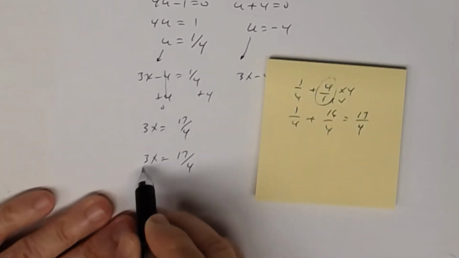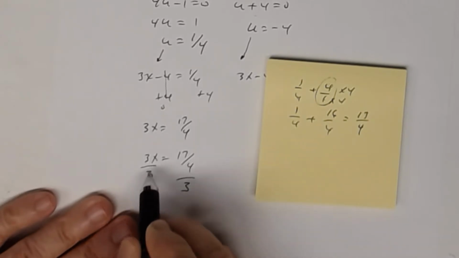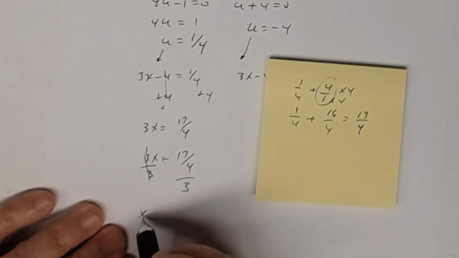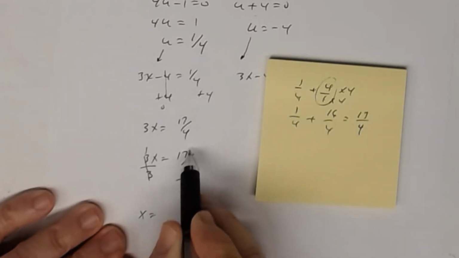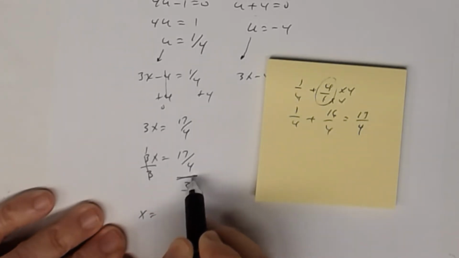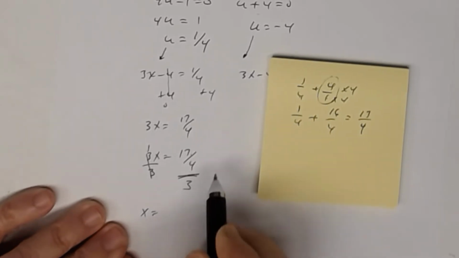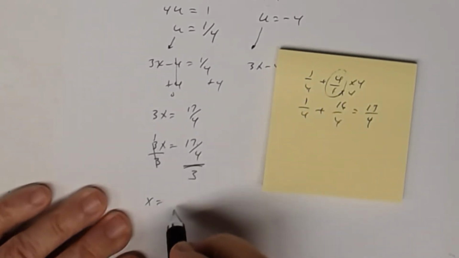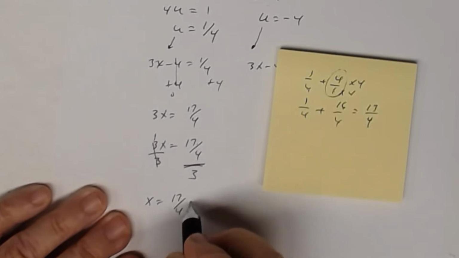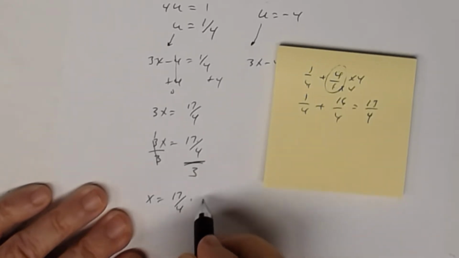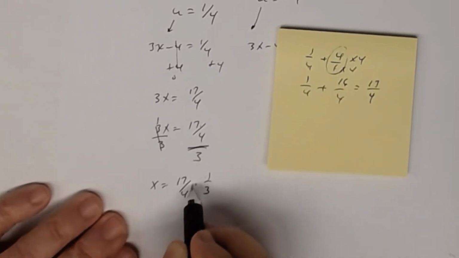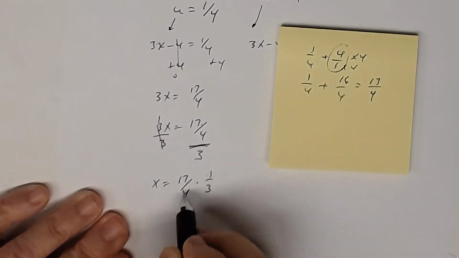I'm just going to go ahead and rewrite it. So I'm going to divide both sides by 3. And so now when I reduce, I get 3 divided by 3 is 1. 1 times x is x. And I've got to remember that when you divide fractions, a fraction divided by another fraction, we're going to change that division to multiplication. So I get 17/4 times, and the reciprocal of 3 is 1/3. I cannot reduce, but you would reduce if you can.